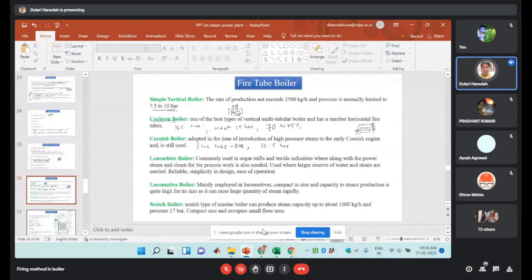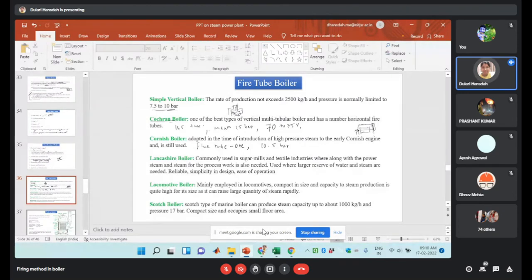Then we have the Lancashire boiler. These are commonly used in sugar mills and textile industries, mostly in the process industry, you can say. Along with power, steam for process work is also needed. Used where a larger reserve of water and steam is needed. It is reliable, with simplicity in design and ease of operation.